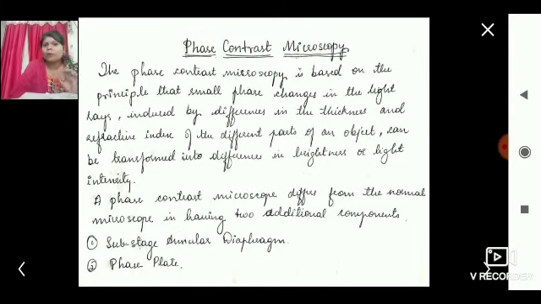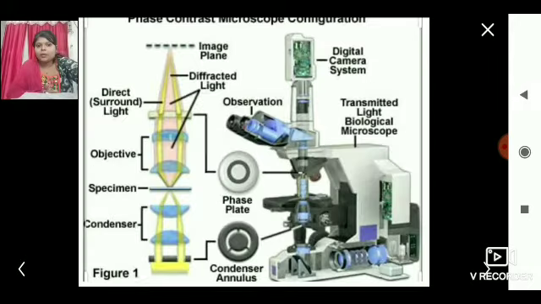What are the two additional components which make it a phase contrast microscope? The first is the substage annular diaphragm. What is this diaphragm going to do? The diaphragm is going to control the light intensity which is falling onto the specimen.